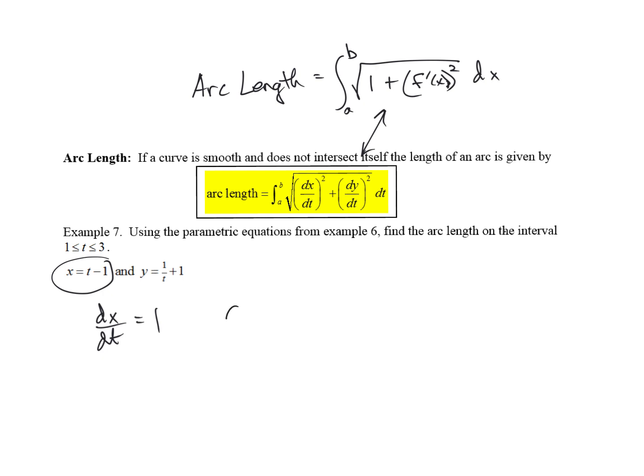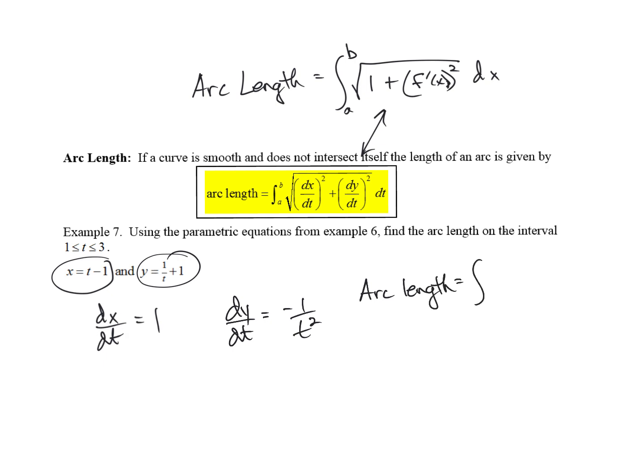And dy/dt is equal to, what is that? Negative 1 over t squared. So we put them into our arc length formula.